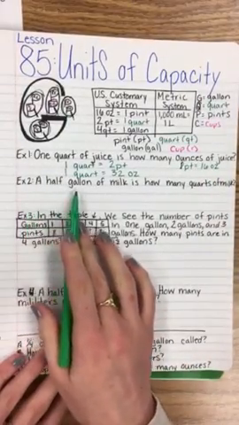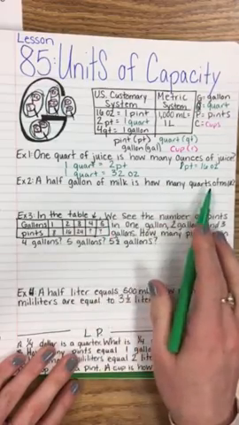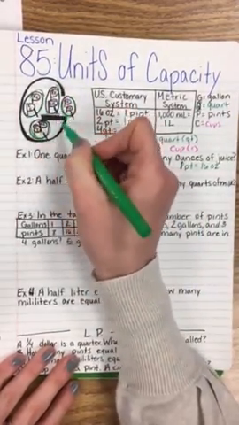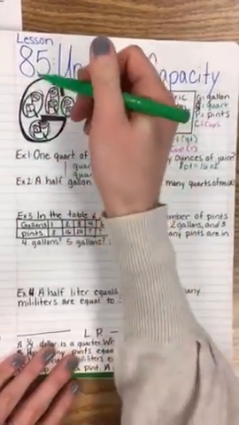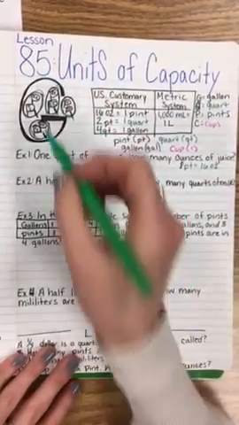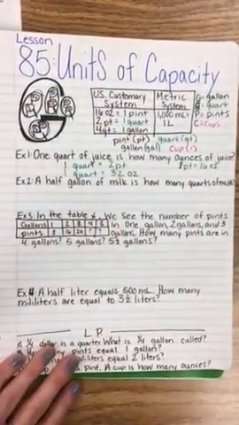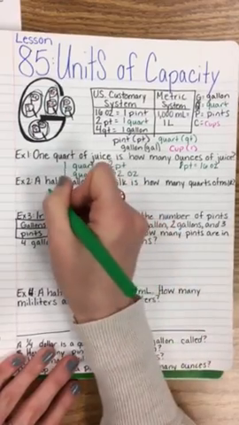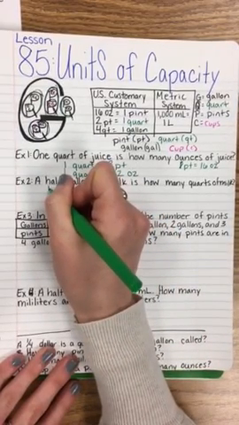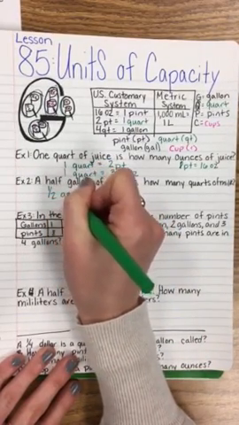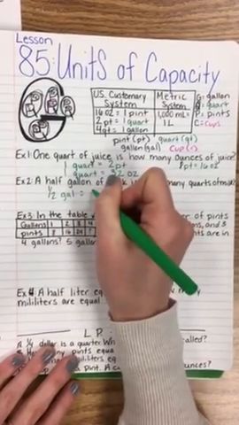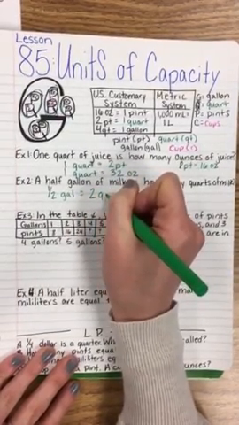Example 2, a half gallon of milk is how many quarts of milk? Well, if we look at our gallon, there's 4 quarts in 1 gallon, so 1/2 gallon equals 2 quarts.